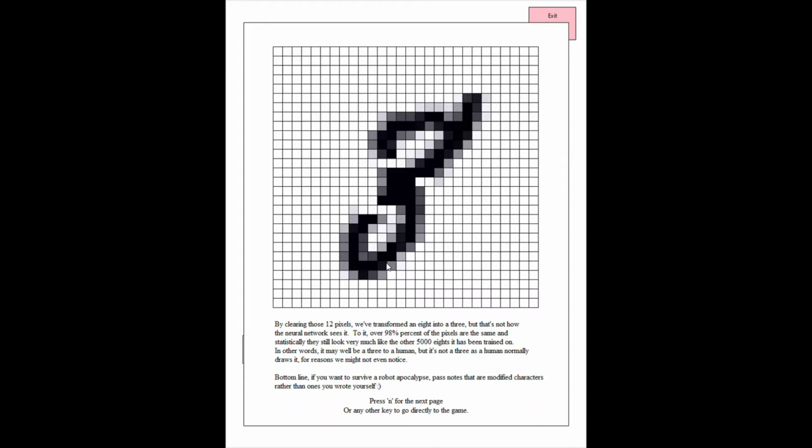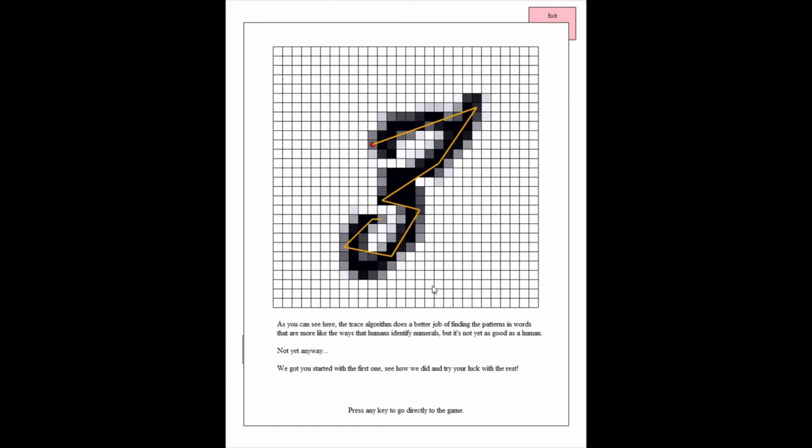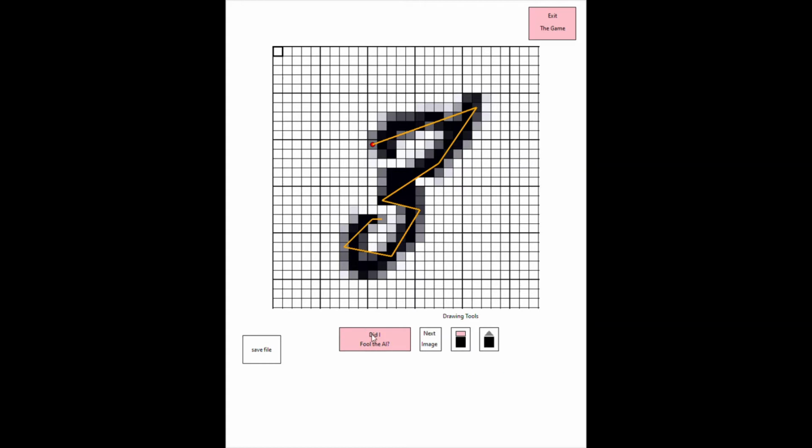It works because the tens of thousands of samples the neural network has seen have taught it that a 3 is not usually drawn that way. And it has no high-level concepts to correct that. At least it didn't until now. So you can see the tracing algorithm can see it's no longer likely an 8, but the neural network holds on to its old biases, if you will. So let's see, did we fool it?